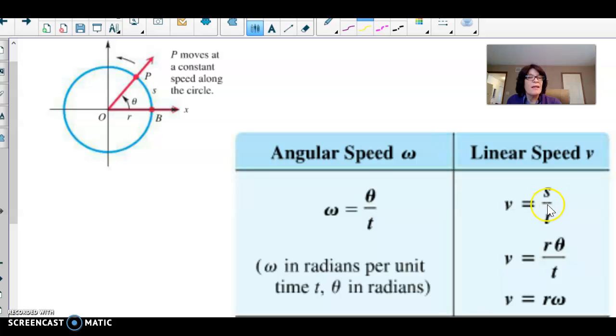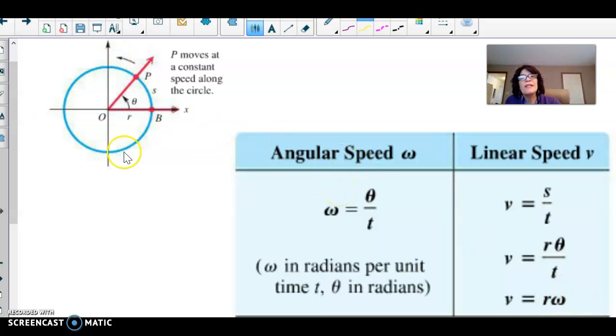So thinking back, we're off the unit circle now, so we might have a radius of 5 or something. Remembering that S is R times theta, correct? S is R times theta. Then another way to think of this is R times theta over T. And we just saw that theta over time is omega. So I could think of my linear speed as the radius times the angular speed.